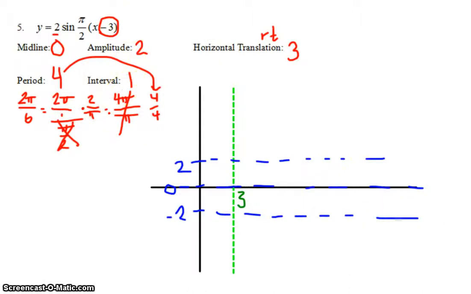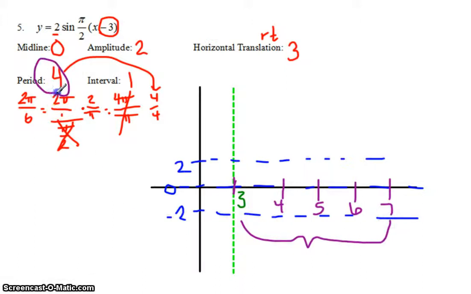Okay, intervals are 1. Well, that makes it pretty easy. That means I'm going to start at 3. 3 plus 1 is 4. Wait, let me draw my lines. 3 plus 1 is 4. 4 plus 1 is 5. 5 plus 1 is 6. 6 plus 1 is 7. I'm going to double check that all of this is equal to my period of 4. 3 plus 4 does equal 7. So that is correct.